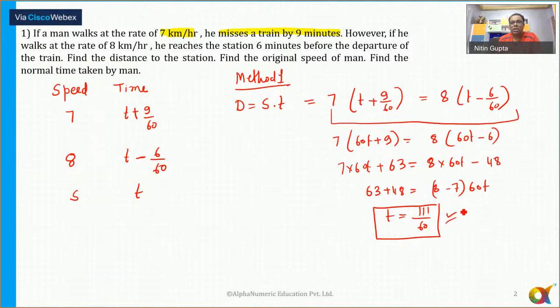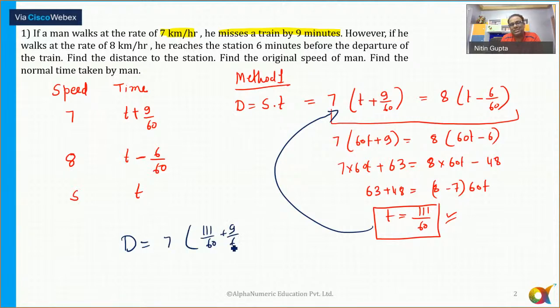Okay, this is the time. If we know the time, substitute this value in any of the equations and we can find out the distance. So let me substitute this value of t, which we have found, in the first equation. So what is the distance? Distance is equal to 7 into 111 by 60 plus 9 by 60. So that is 7 into 120 by 60, which will be equal to 14 kilometer here. Okay, so the distance is equal to 14 kilometer.